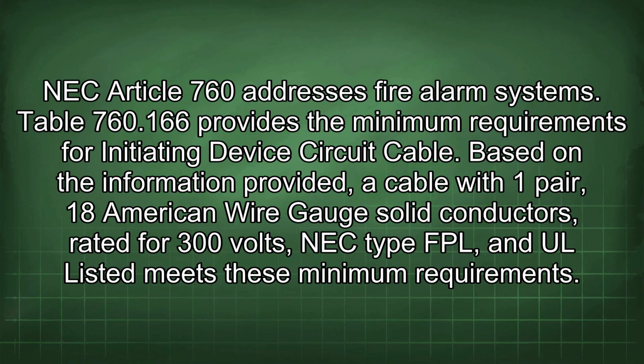NEC Article 760 addresses fire alarm systems. Table 760.166 provides the minimum requirements for initiating device circuit cable. Based on the information provided, a cable with one pair, 18 American wire gauge solid conductors, rated for 300 volts, NEC type FPL, and UL listed meets these minimum requirements.